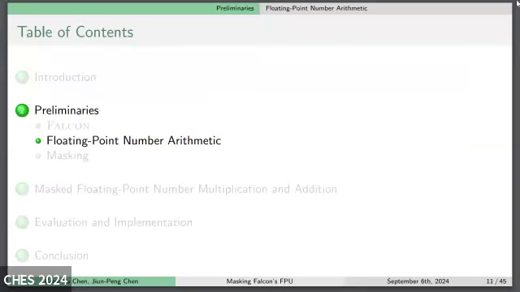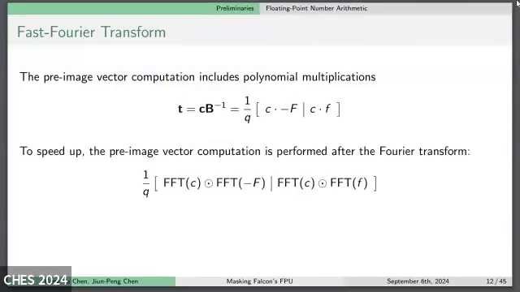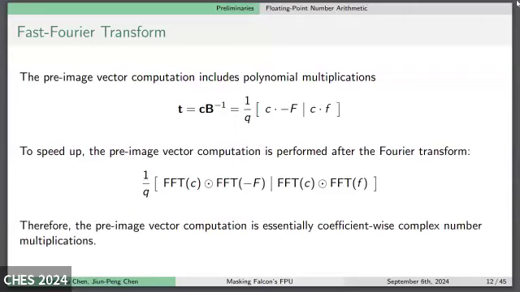So now we introduce floating-point arithmetic and why it's related to our problem. Well, the parameter vector computation, if you expand the formula, includes polynomial multiplication. The parameter vector t is equal to 1 over q times c dot minus big F and c dot small f. These are all polynomial multiplications. And to see the whole process, the parameter vector computation is performed after Fourier transforms, which means all the polynomials above are multiplied after Fourier transforms, and polynomial multiplication becomes coefficient-wise complex number multiplication after Fourier transforms. This is essentially what parameter vector computation does.